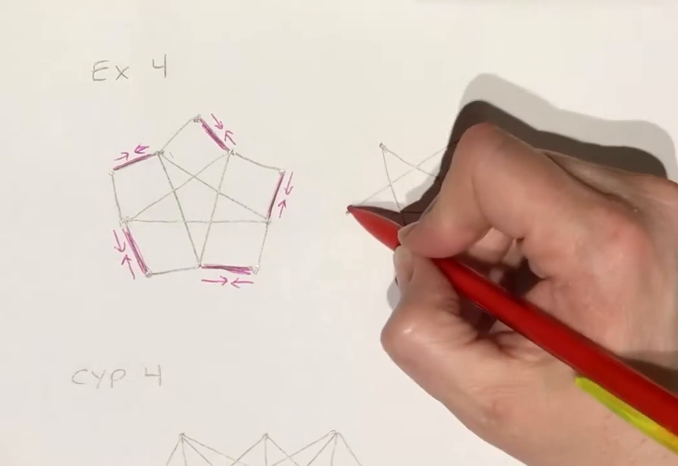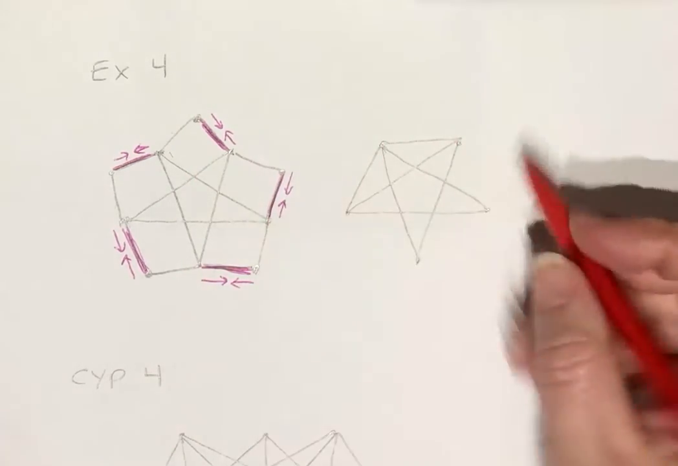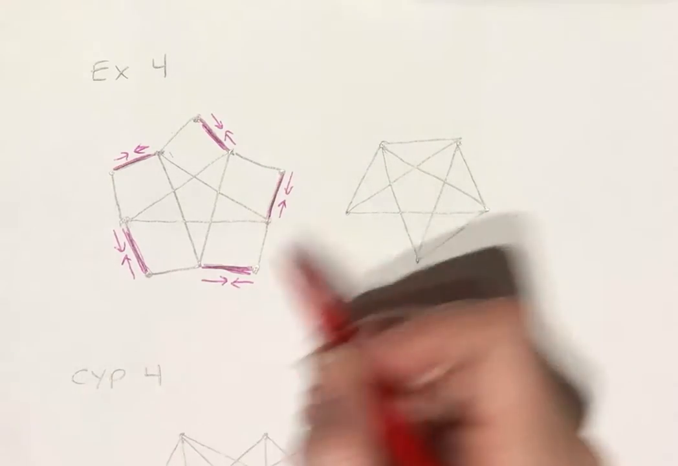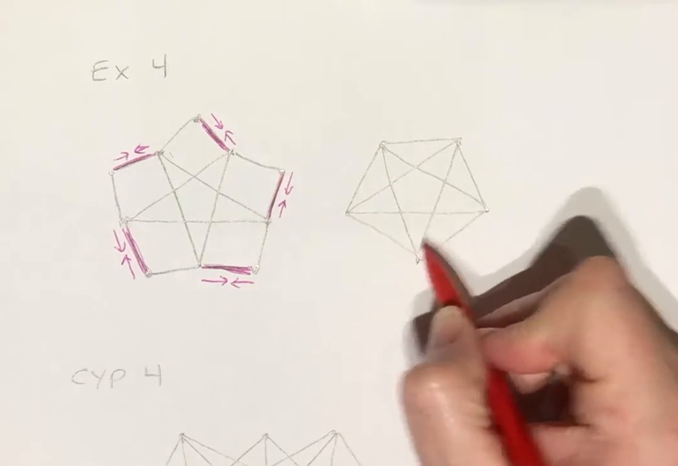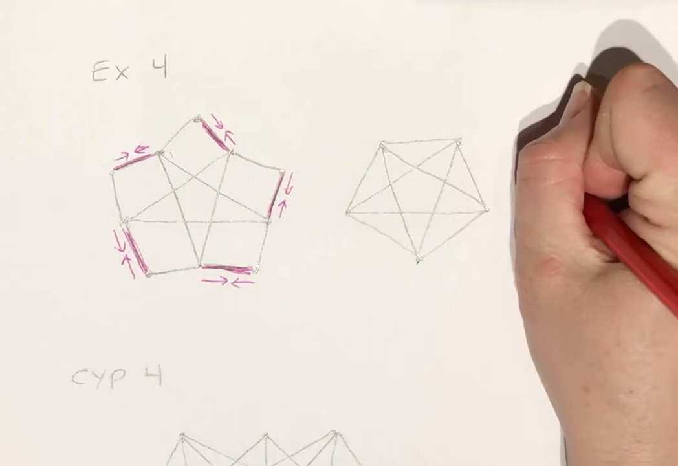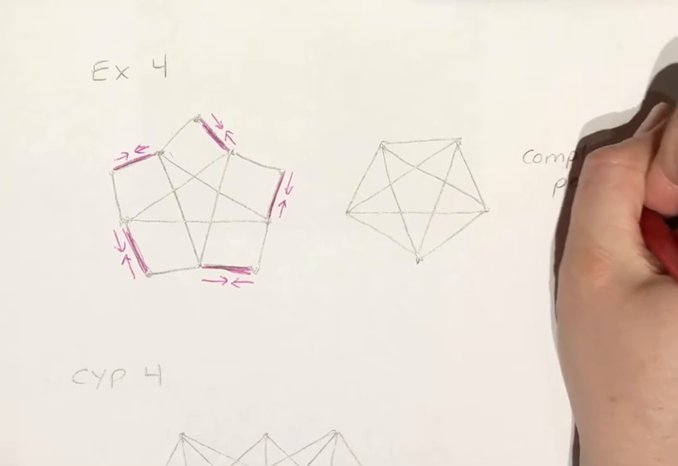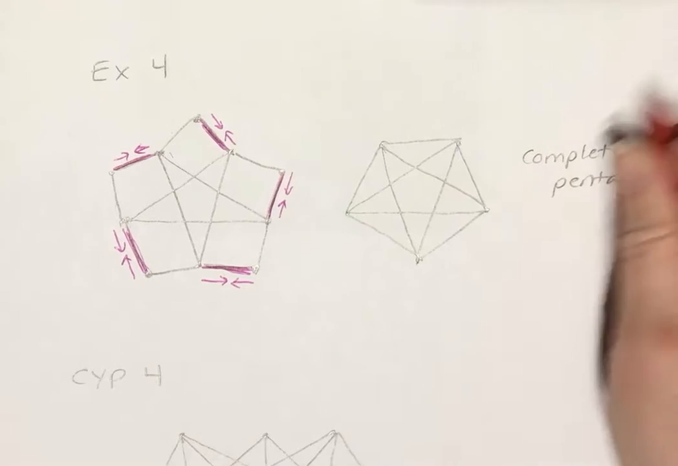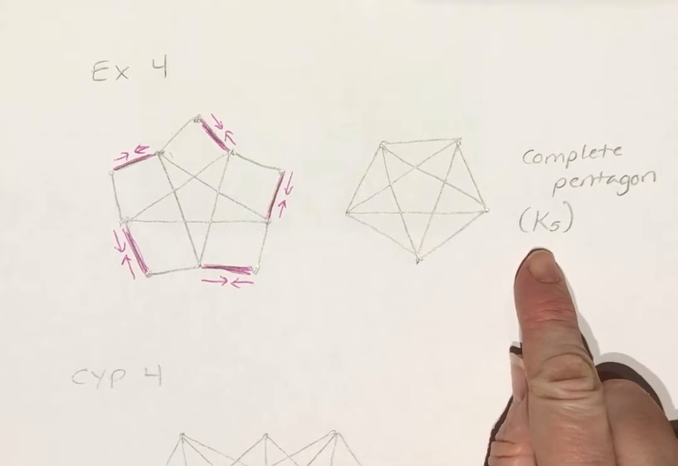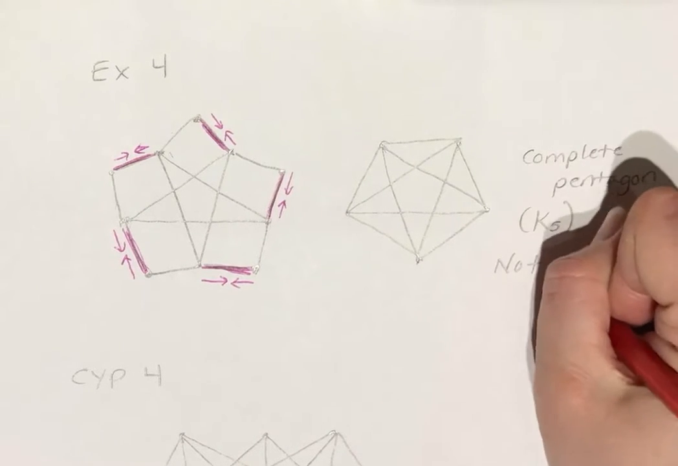is this edge here, this edge will be here, this edge will be here, this edge will be here, and this edge will be here. And there I have my complete pentagon. There's an abbreviation you can use if you want to, okay? So it's not planar.